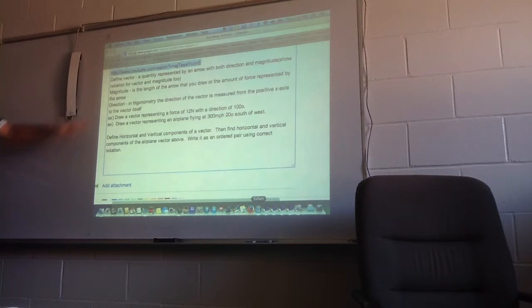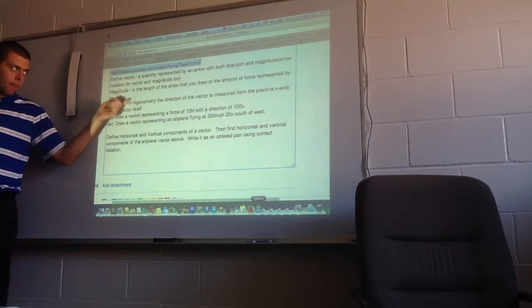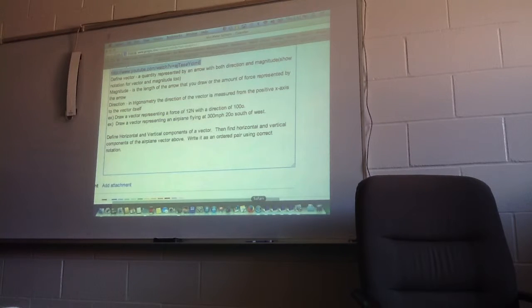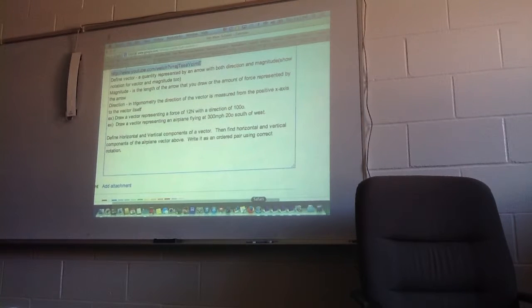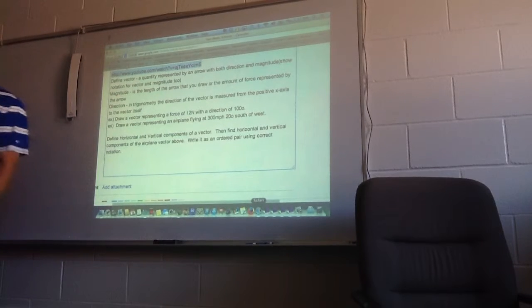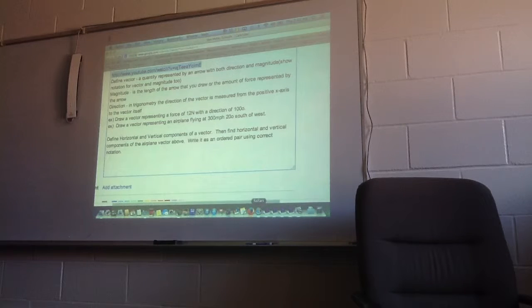Magnitude, I just talked about it. Magnitude is the length of the arrow that you draw, or the amount of force represented by the arrow. So we started getting into story problems. We'll be talking about putting some sort of force on an object, or pushing an object, or pulling an object, or whatever it might be. Whatever way you're pushing or pulling it, it has some sort of magnitude to that force. But again, it's really just going to be the length of the arrow that you draw to represent that force. So magnitude is length. That really sums it up.